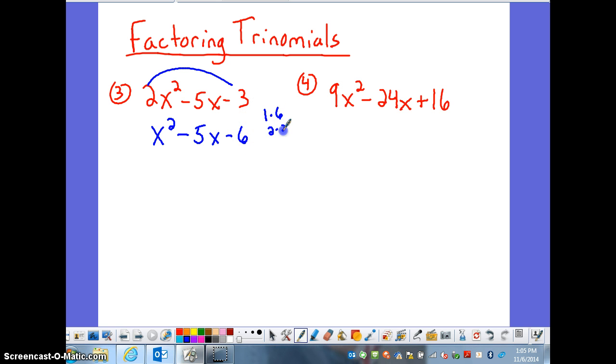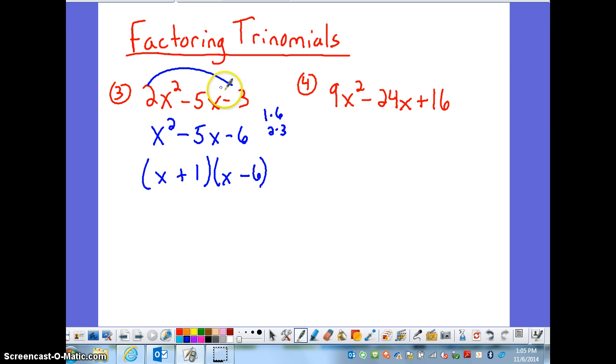So 1 times 6, 2 times 3 can give me the 6. I need to figure out which one is going to give me the negative 5. So 2 plus 3 can give me the 5, but I need it to be a negative. Since this is a negative, I know I have to have 1 positive, 1 negative. So it's really going to be the 1 and the 6 that's going to work here. If you try 2 and 3, you just wouldn't get the correct answer in the middle. So since this is a negative, I need 1 positive, 1 negative. The bigger number, again, gets the middle sign. So this gets a negative. This is a positive.